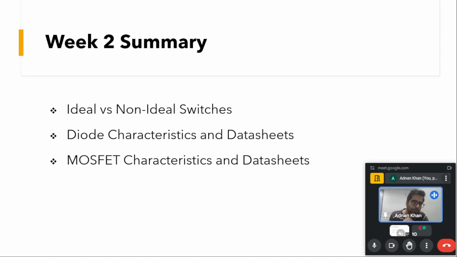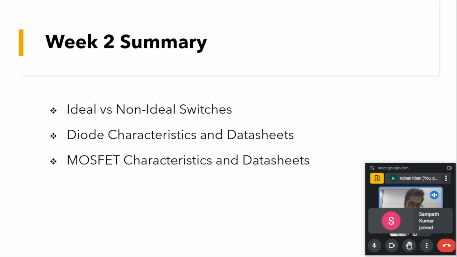In the previous week, all the analysis that had been done pertained to ideal switches. We did all our analysis of the converter topologies keeping in mind that our switches are ideal. But in this week, what had been taught is the difference between an ideal switch and a non-ideal switch, their characteristics, and what to take into consideration for the non-ideal switch. We shall differentiate between them.